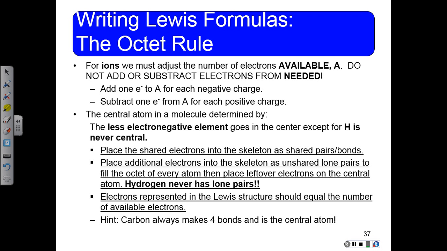The least electronegative atom goes in the middle, except for hydrogen. Remember we talked about it? It does not want to have lots of bonds. It wants 1 bond. It is never central. So hydrogen is never the central atom, never has lone pairs, and only forms 1 bond. So if we just have 2 atoms here, and we know hydrogen never goes in the middle, then who's going to be in the middle? Yeah. And conveniently here, we have 2 bonds. We said we have 2 bonds, right?